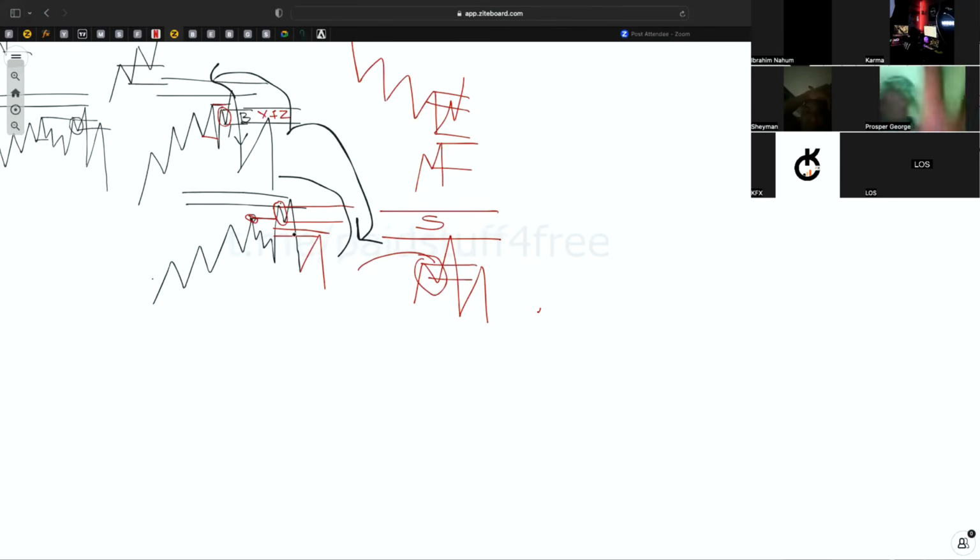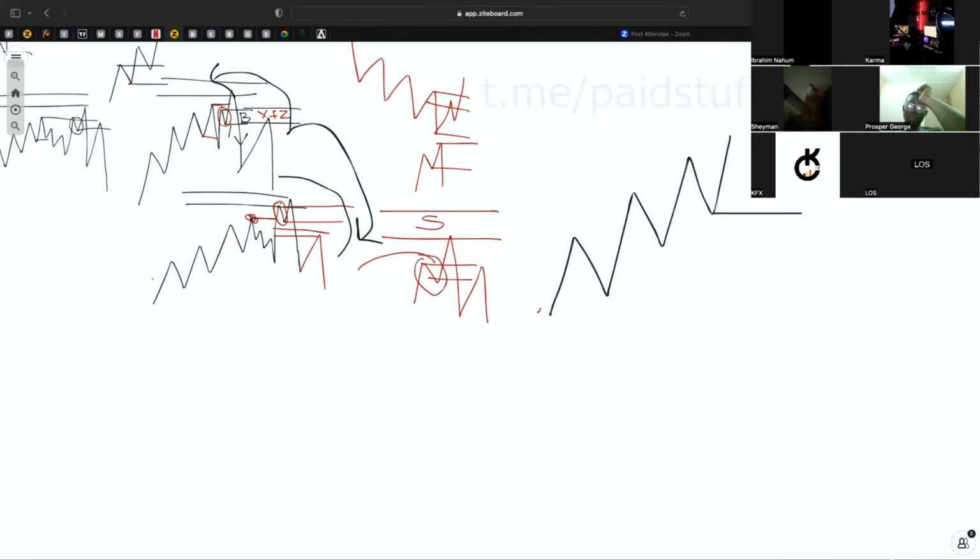Now, using this concept, I want to show you something. Let's say we have high, low, high, low, high, low, high. Then the market wants to break structure. Listen attentively, guys. There are two types of break of structure that you would have. You will have one like this, A, B, and C.